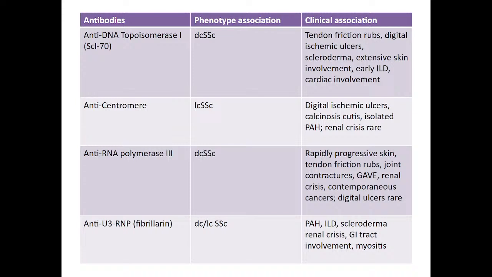Anti-centromeric antibodies are characteristic of limited cutaneous systemic sclerosis, which is associated with distal ischemic ulcers, calcinosis cutis, and isolated pulmonary artery hypertension, while renal crisis is rare in this subgroup of systemic sclerosis. Earlier we used to use the term CREST, a collection of clinical features which we clubbed together and which was considered typical of limited cutaneous systemic sclerosis.